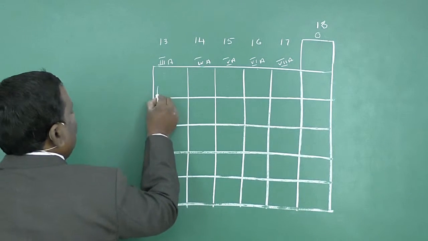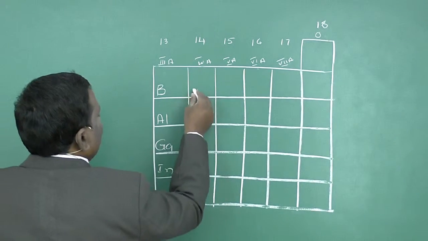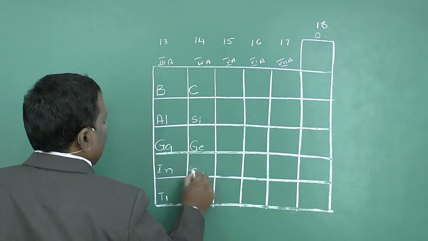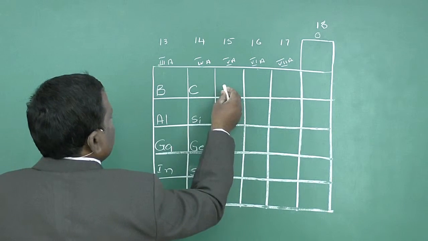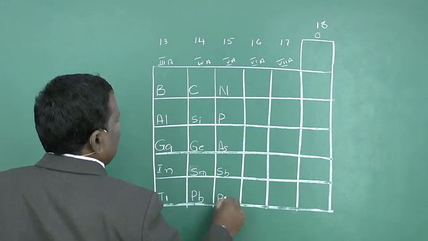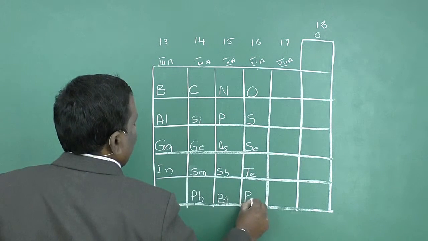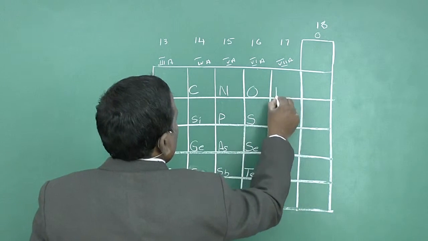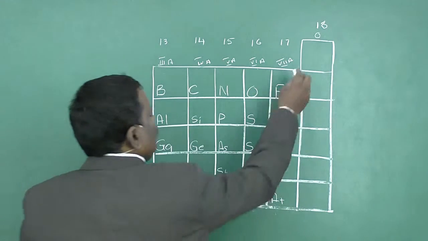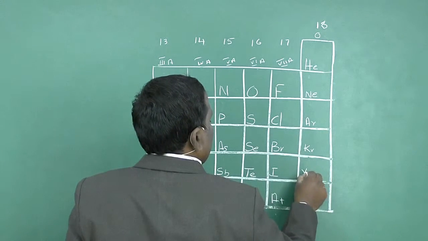Now here in 3rd A group we have boron, aluminum, gallium, indium and thallium. In 4th A we have carbon, silicon, germanium, tin and lead. In 5th A we have nitrogen, phosphorus, arsenic, antimony and bismuth. In 6th A we have oxygen, sulfur, selenium, tellurium and polonium. In 7th A we have fluorine, chlorine, bromine, iodine and astatine. In 0 group we have helium, neon, argon, krypton, xenon and radon.